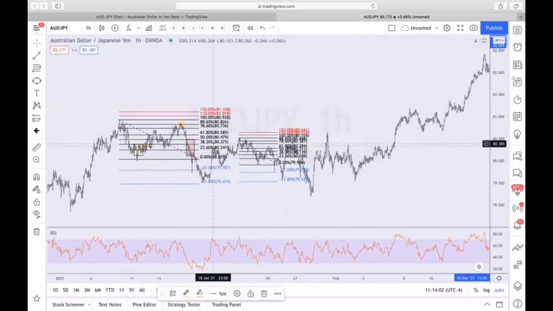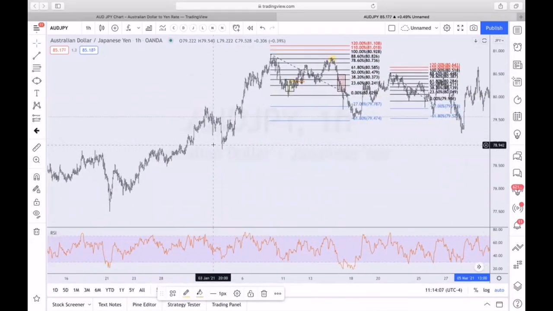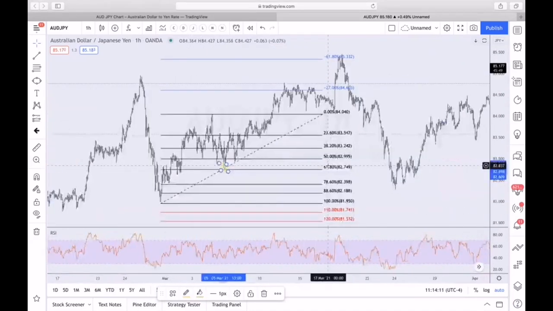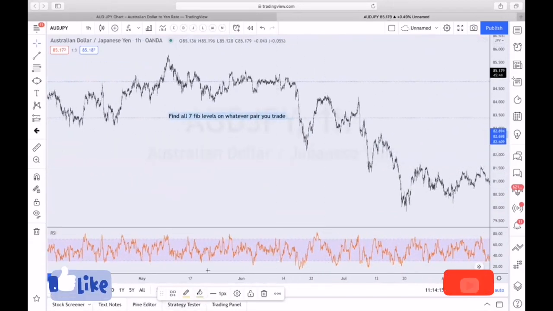So I'm sorry to be so repetitive and redundant, but I really want to make sure you guys take heed and understand that because it is everything, okay? So again, go through and find all 7 fib levels on each pair, and I will see you guys on the next lesson.